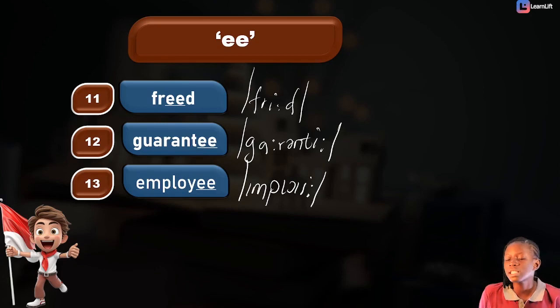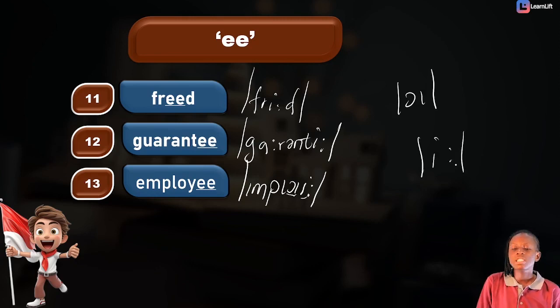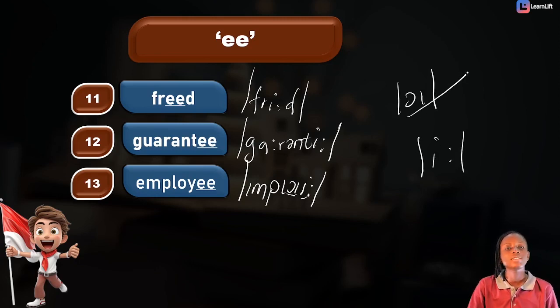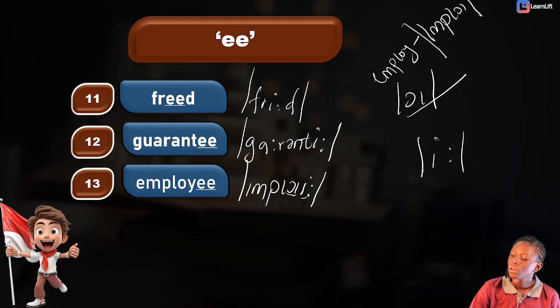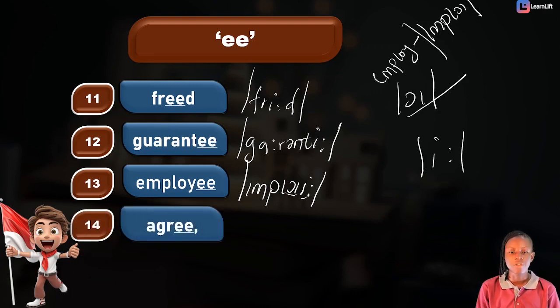Employee. Now, if you notice, we have this and then this. We have this and then we have this. Not this. This is the oi sound. Now, oi is a diphthong. Let's say employ. My employ is transcribed as this. This is employ. Oi. Now, your E is coming after your word employ. Employee. Next, we have our agree.